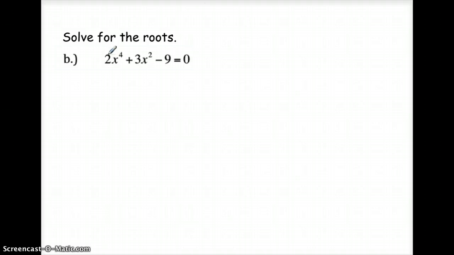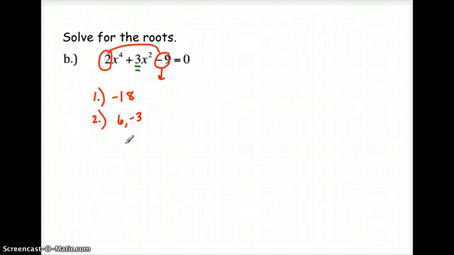So we need to remember that we multiply the first number times the last number. That product is going to be negative 18. Now the second step is to remember what two numbers will multiply to the first and add to the second. What factors of negative 18 multiply to negative 18 and add to 3? I need one of each sign, so I think I need a positive 6 and a negative 3.